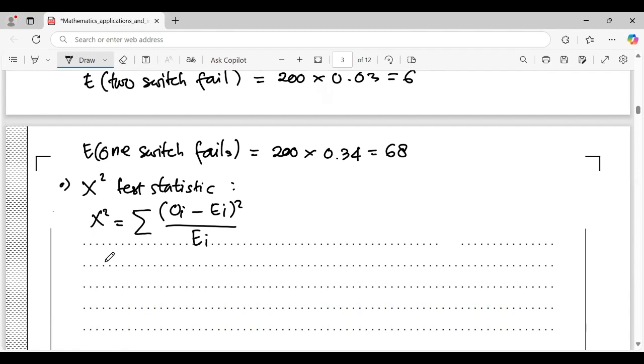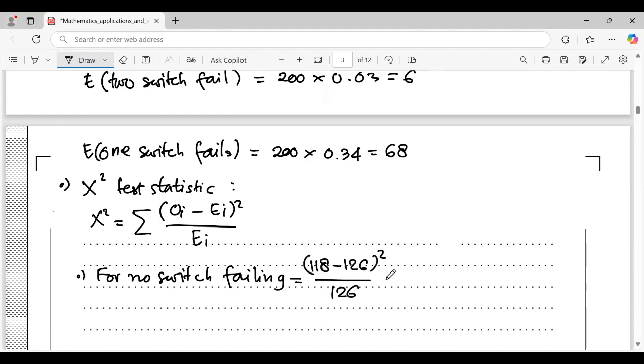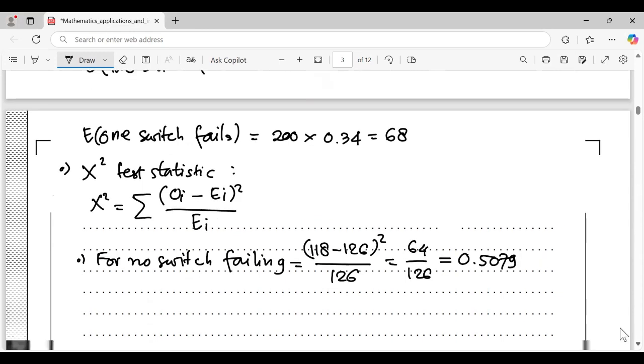Okay, so now for the first category, for no switch failing, let's do 118 minus 126 squared over 126. It is 64 over 126, 0.5079.